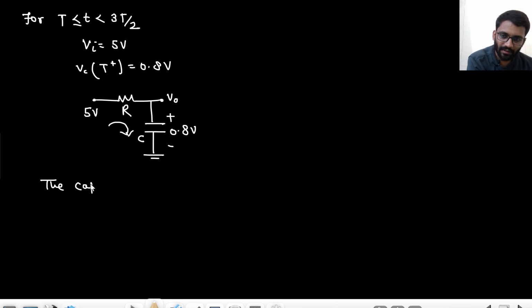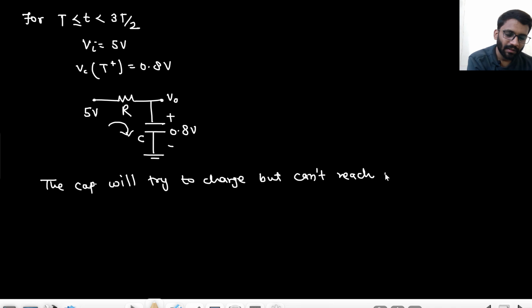The capacitor will try to charge but can't reach up to 5 volt. Now what is the equation actually?